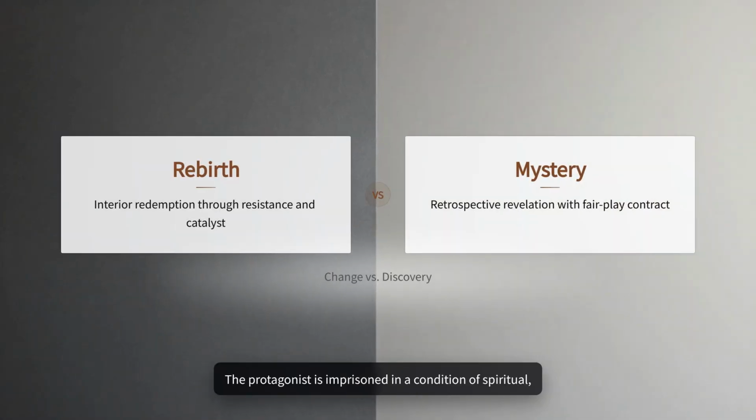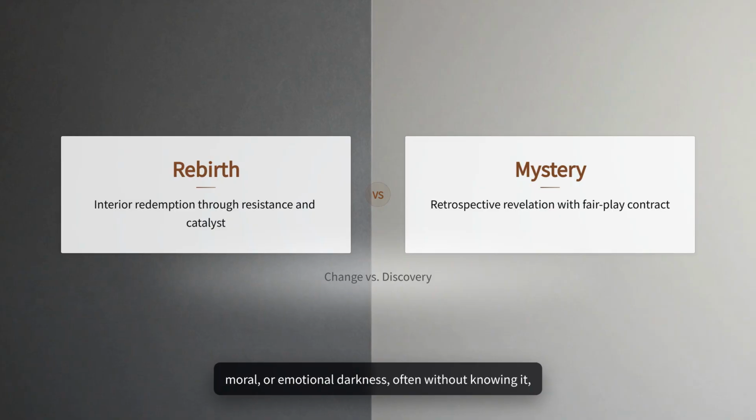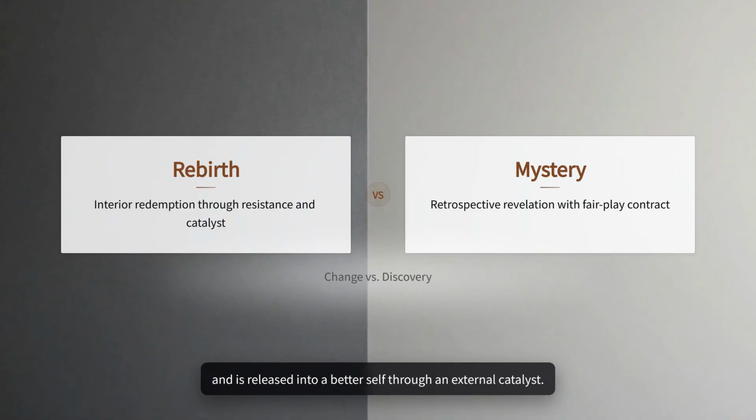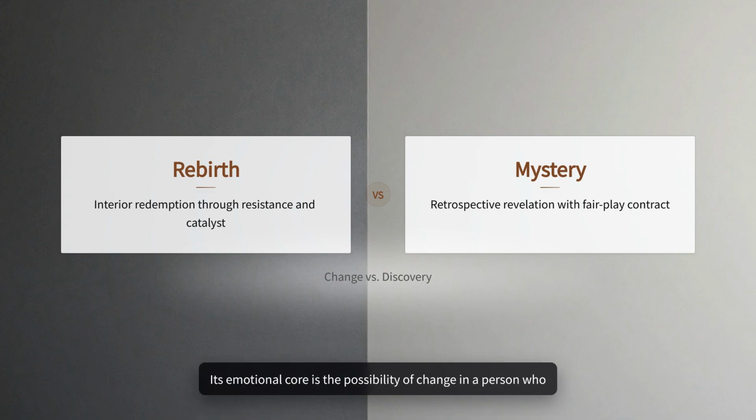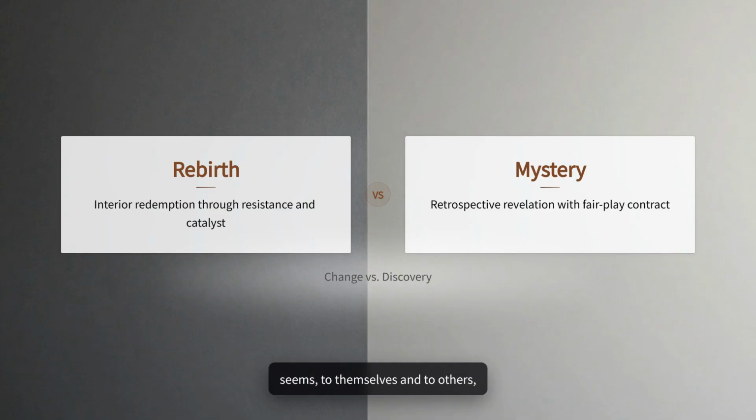Rebirth. The protagonist is imprisoned in a condition of spiritual, moral, or emotional darkness, often without knowing it, and is released into a better self through an external catalyst. Usually love, loss, or encounter with authentic goodness. The rebirth differs from rags to riches in that the protagonist's poverty is interior rather than external, and they are often unaware of it at the story's opening. This is the redemption story. Its emotional core is the possibility of change in a person who seems, to themselves and to others, to be fixed in their worst self.